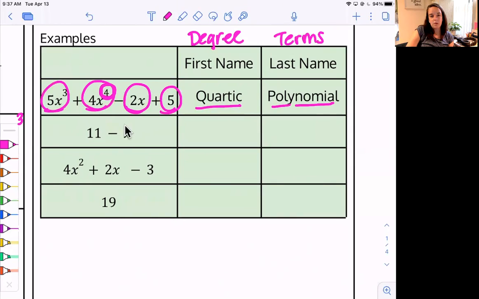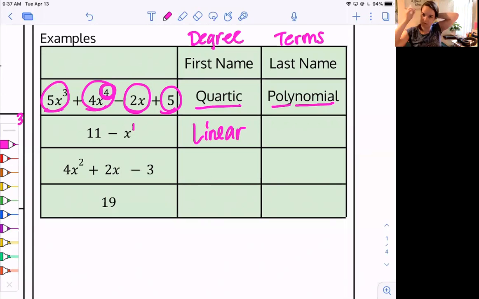Let's try this one. What is the degree of 11 minus x? What's the biggest exponent? It's not constant because there is actually an exponent right here. What's the imaginary exponent? Yes, the imaginary exponent is 1. And if the degree is 1, what's the name? Yes, good job in the chat. Good job, linear. So this one's first name is linear.